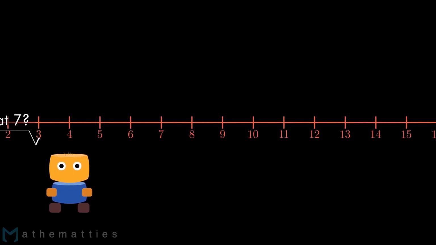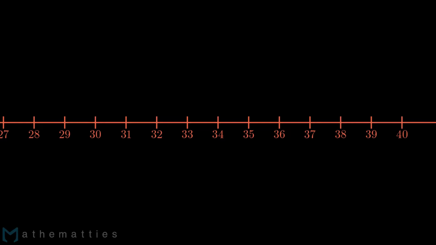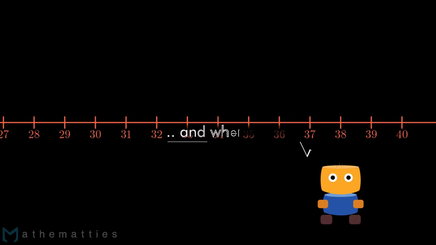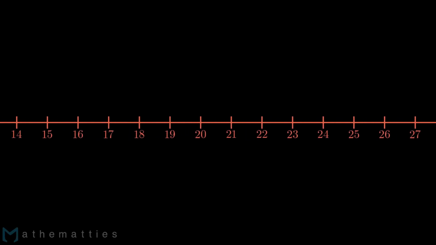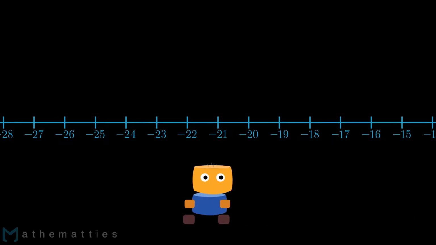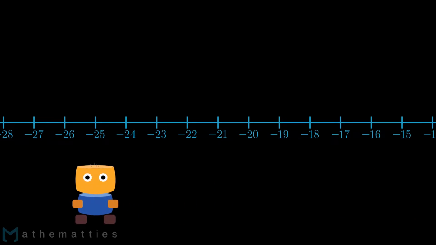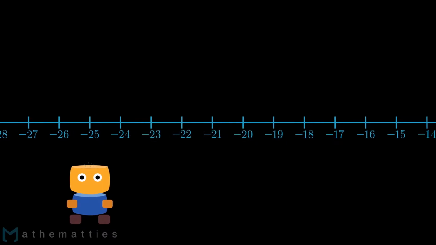Well, good question. The answer is no. If you would want to find 34, for example, you would just have to move over to the right. Minus 21, well, that happens to be a bit more to the left. Yeah, sure thing, Pete. You can figure that out for yourself now.